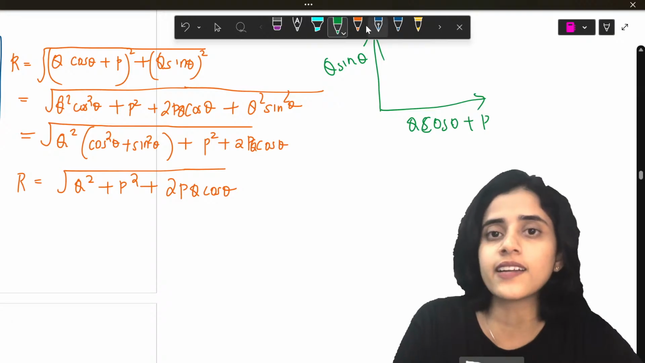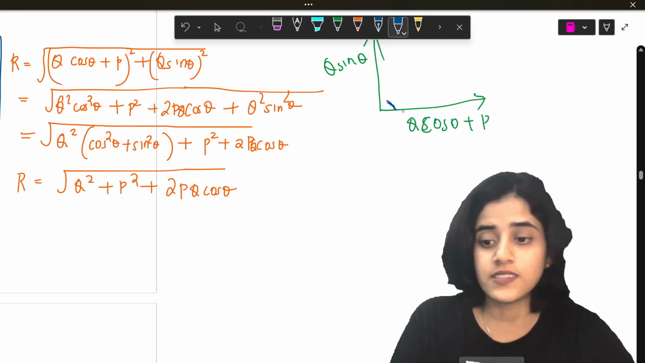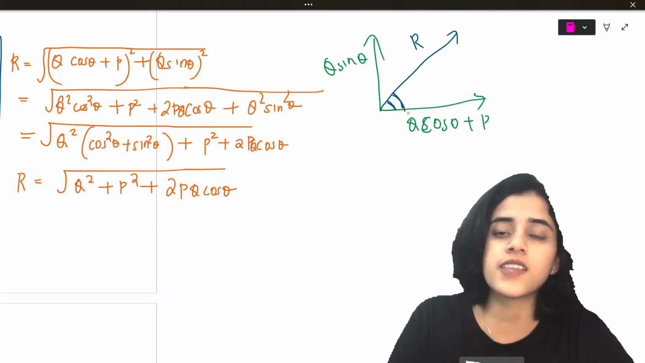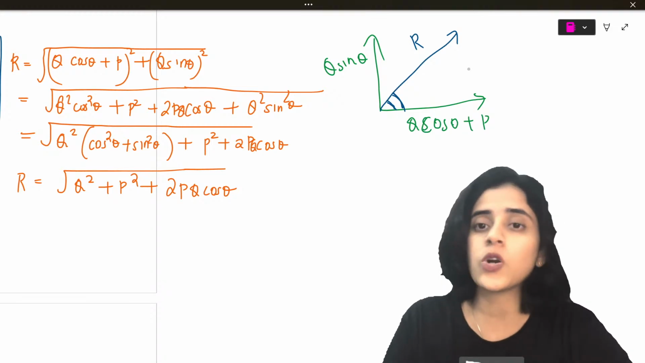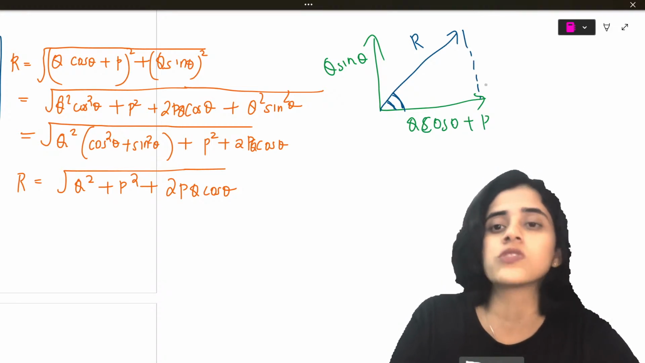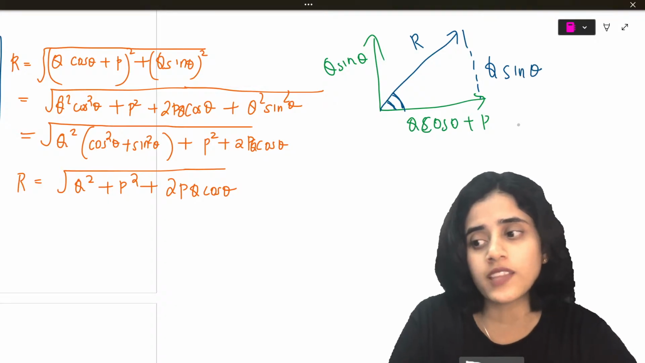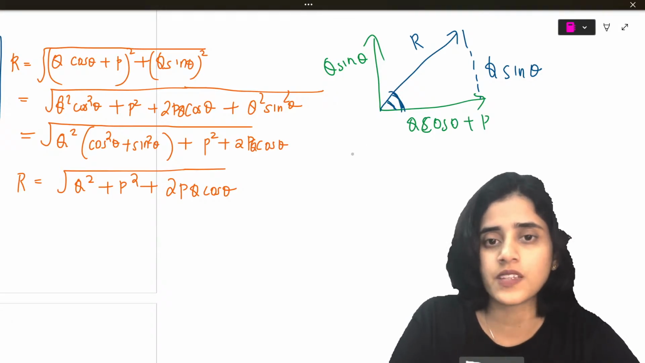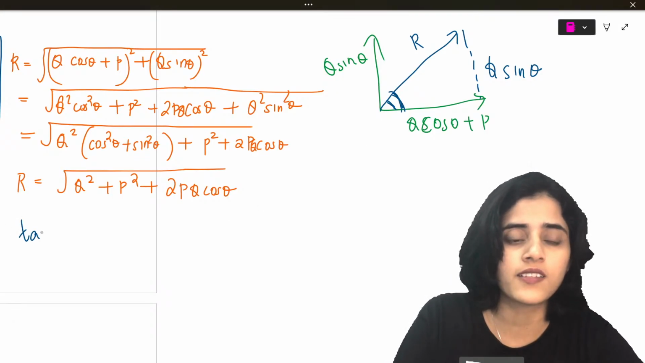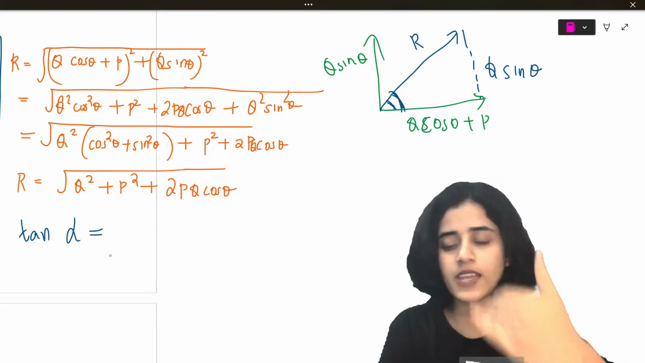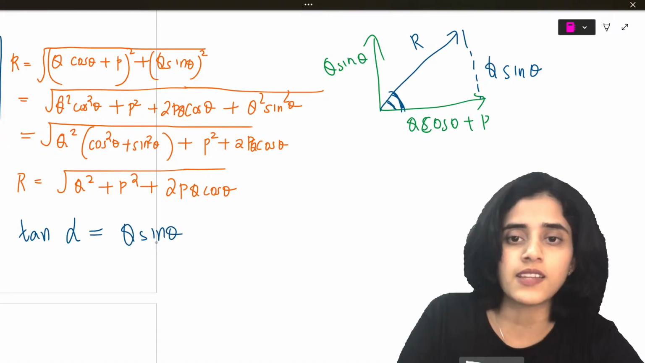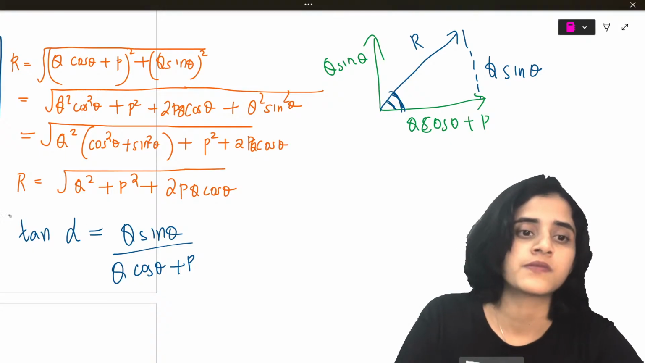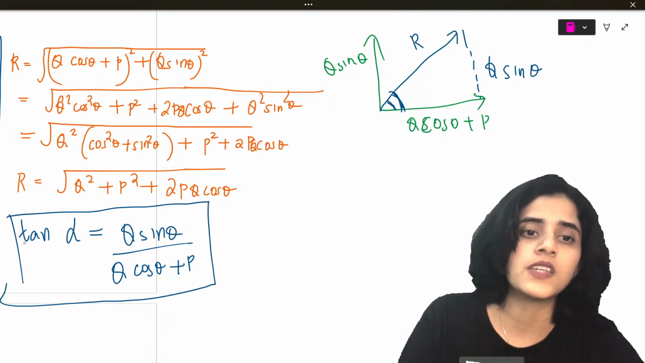Now to find out the angle: the angle is here. So to find out the angle, I will take the resultant on this side, and this is the angle. Now how do I find the angle? If that side is Q sin theta, this side is also Q sin theta. Now, if I take this angle as alpha, then tan alpha will be opposite side by adjacent side. So Q sin theta divided by Q cos theta plus P. That's all. Easy peasy.